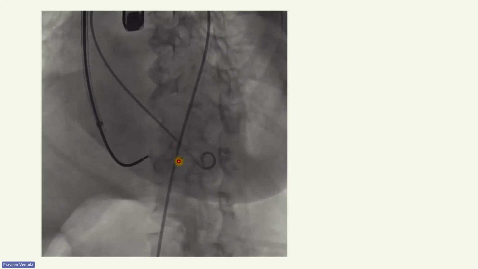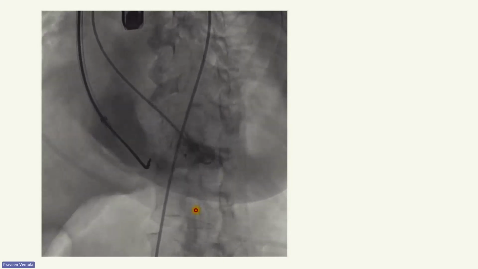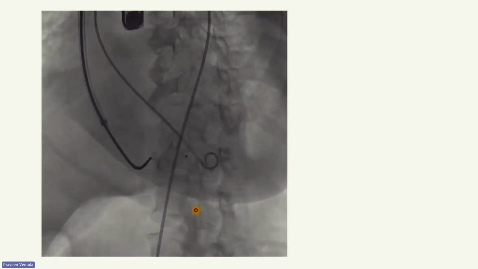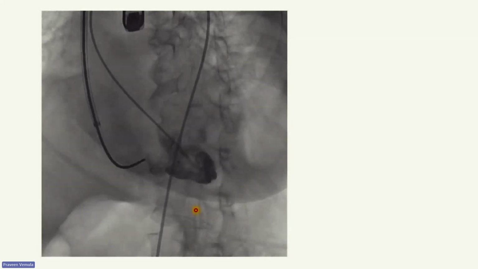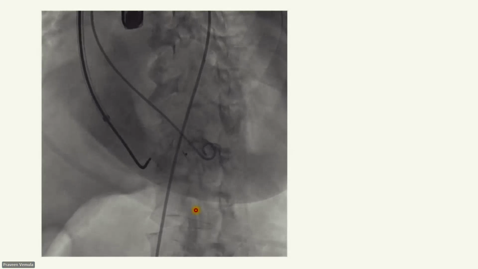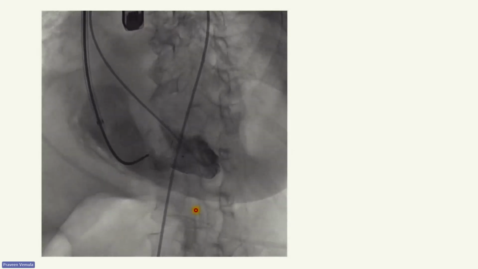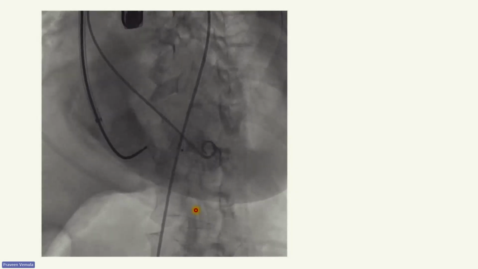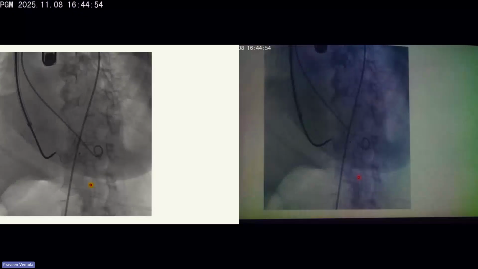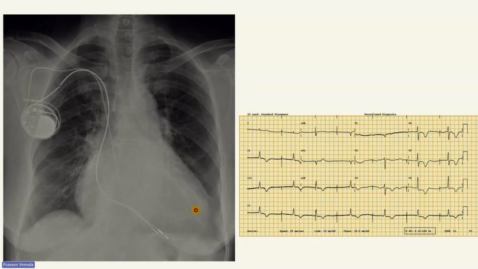What is this device? It's a muscular septal device, and you should know what the device is made of. It's a shape memory alloy: nickel, titanium. Okay. You can see it.